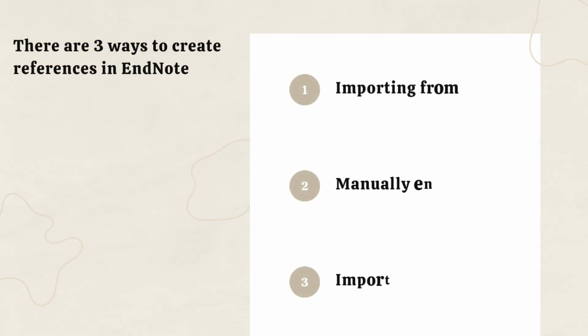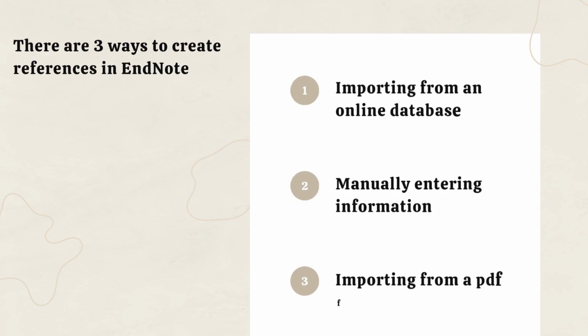There are 3 ways to create references in EndNote, including 1. Importing from an online database. EndNote allows you to import references from a variety of online databases, such as PubMed, Scopus and Google Scholar. You can use the search feature of the database to find the references you need, and then import them into EndNote.